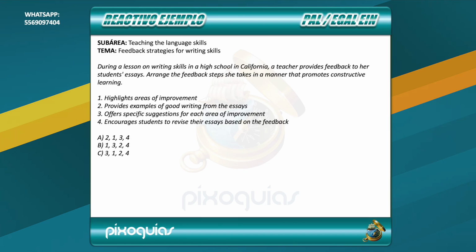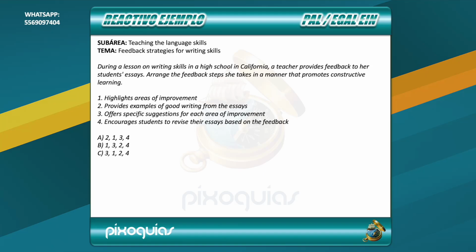During the lesson on writing skills in a high school in California, a teacher provides feedback to her students' essays. Arrange the feedback steps she takes in a manner that promotes constructive learning. 1. Highlights areas of improvement. 2. Provides examples of good writing from the essays. 3. Offers specific suggestions for each area of improvement. 4. Encourages students to revise their essays based on the feedback.